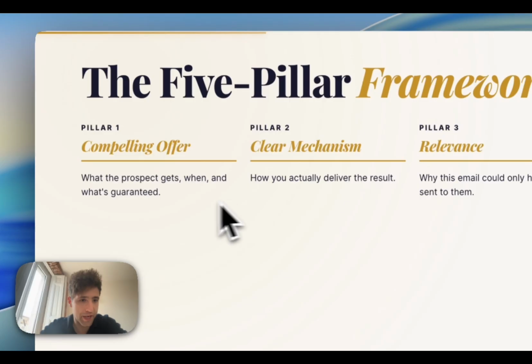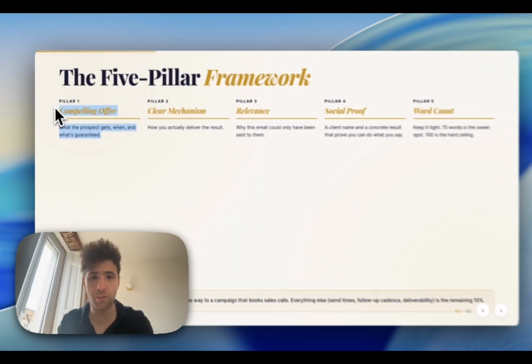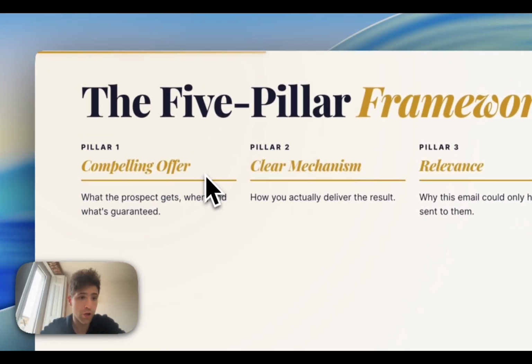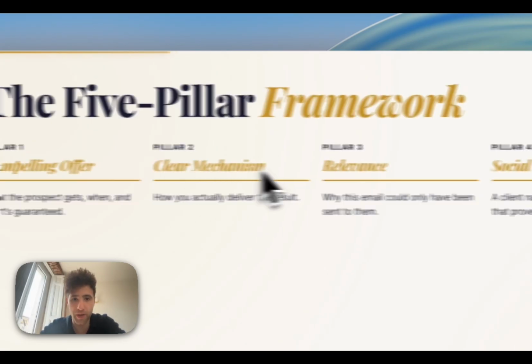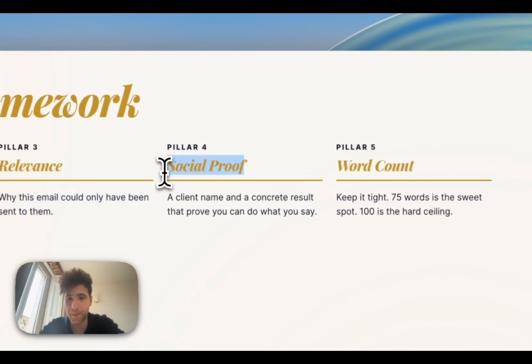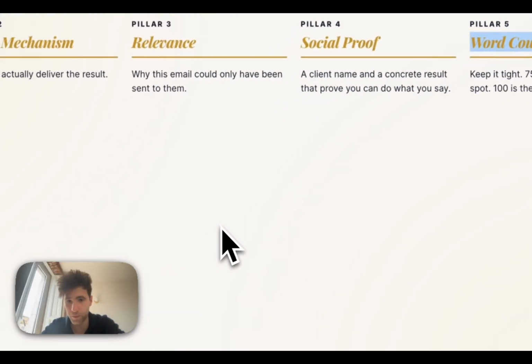The most important thing is to have a compelling offer. This is hands down the most important thing to get right, and I'll walk you through exactly why that is in just a second. But high level overview, you want a compelling offer, you want a clear mechanism, which is how you deliver the promise. You've got to show personalization in the form of relevance. Ideally, you want to have social proof. This can be a great mover for you if you have this in your cold email. Not the end of the world if you don't. And this is also hugely important as well, which is the word count.